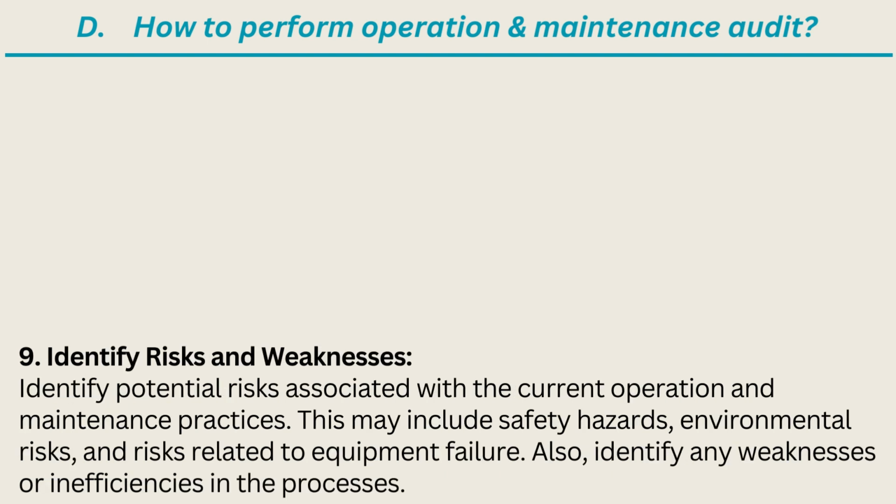9. Identify risks and weaknesses. Identify potential risks associated with the current operation and maintenance practices. This may include safety hazards, environmental risks, and risks related to equipment failure. Also, identify any weaknesses or inefficiencies in the processes.